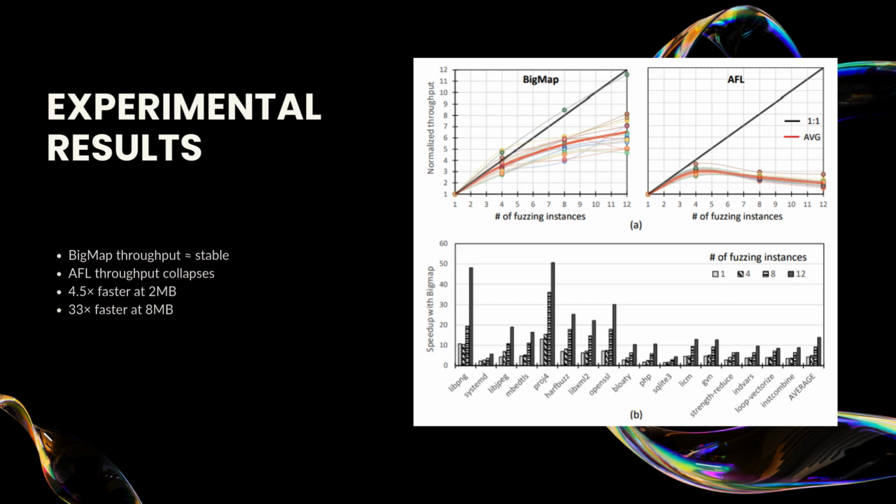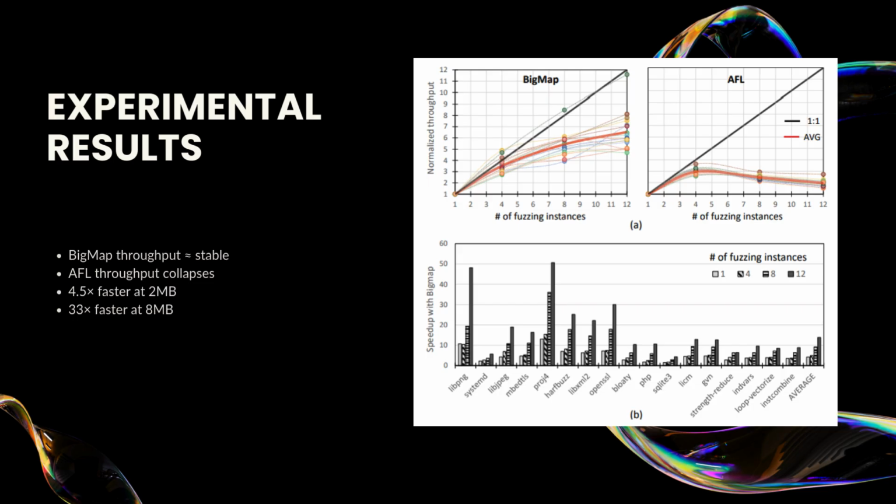Now, let's look at the scalability results shown in this figure. On the top left, we see BigMap's normalized throughput as the number of fuzzing instances increases. The black line represents ideal linear scaling. The red line represents the average performance across benchmarks. We can see that BigMap scales reasonably close to linear as we increase from 1 to 12 fuzzing instances.